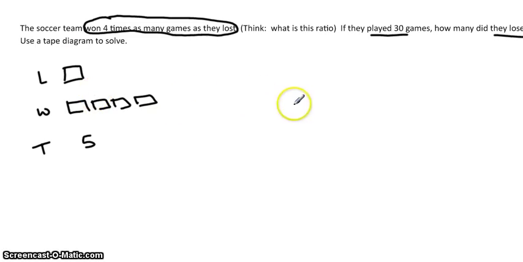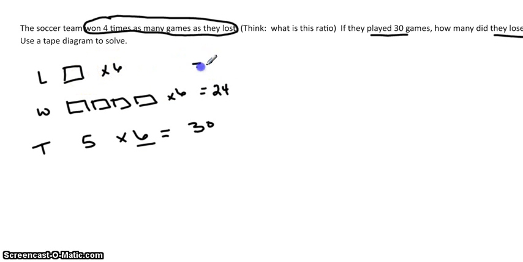You can do that to find 30 games total, but I do know that 5 times 6, that's my missing value there, makes 30 games total. So I have to come up here and I have to do times 6 because I have to maintain equivalence. So 4 times 6 is 24. And I have to do times 6 again. 1 times 6 is 6. If I add those together, I get 30.